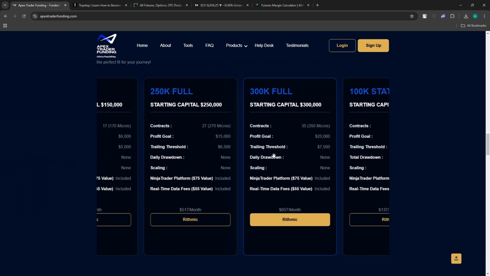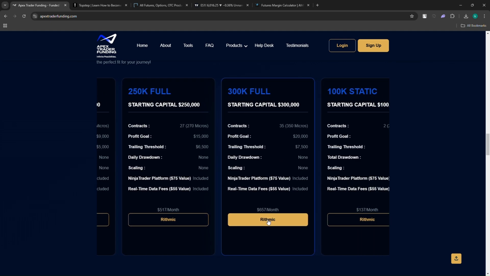And of course, they have more. They even have a $300,000 one here for 657 a month. That's roughly maybe 70 bucks you'd be paying, 78 maybe, I'd say. With the deal they have going on for this one, you have 35 contracts to trade. Your profit goal is 20,000 and you can't lose 7,500.